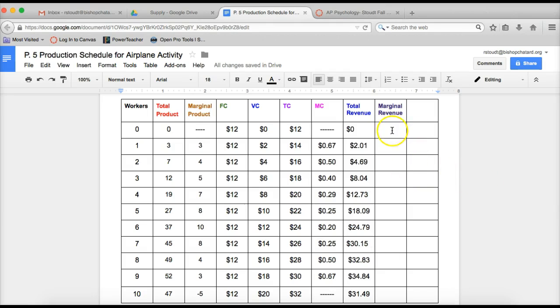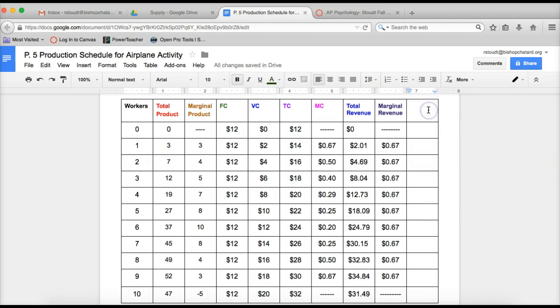So when we fill this in, you can fill in the price except for the first one, so for 0 workers, and for the last one. The reason is just like when we talked about marginal cost and marginal product. For the first one, 0 workers, we didn't add anything. For the last one, for 10 workers, we have a negative marginal product, so we can't have a negative revenue. It wouldn't work. So the rest of them, you can fill in 67 cents. I'm actually going to do some copying and pasting, because remember, that is how much we would get from selling one more airplane.